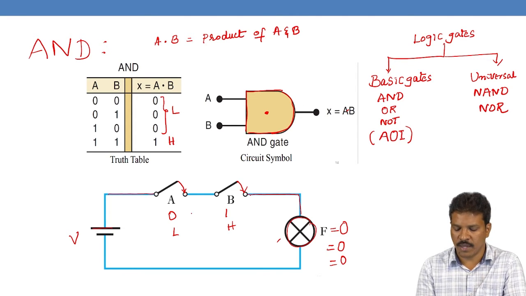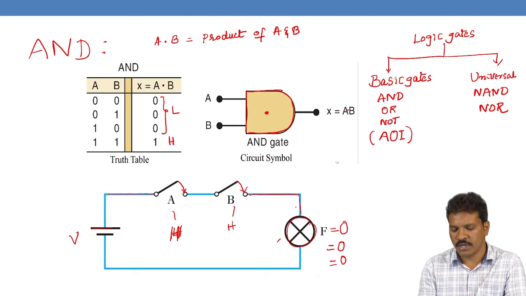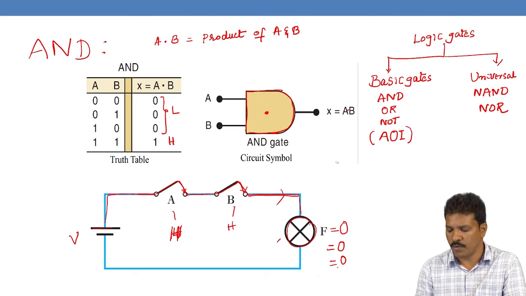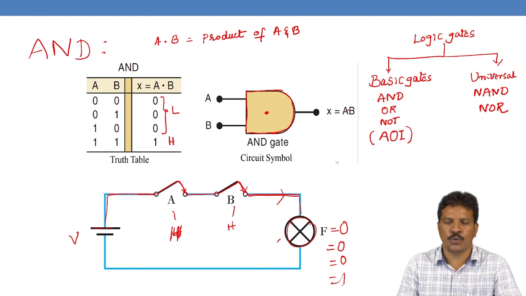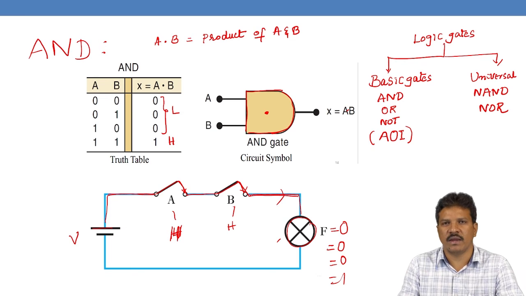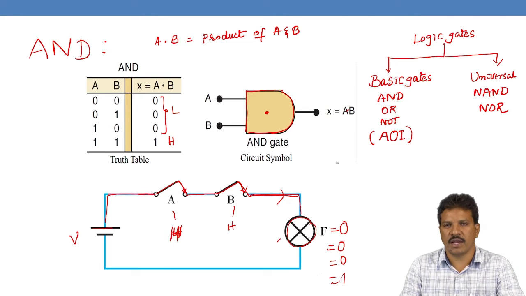In the final case, when we close both A and B, both are logic 1, and the circuit is short circuited. When short circuited, current flows in the network, then output will be high. So, for the switching circuit of the AND operation, the A switch and B switch are in series with the output terminal or bulb. So we can analyze this AND operation by giving close and open switch respectively.